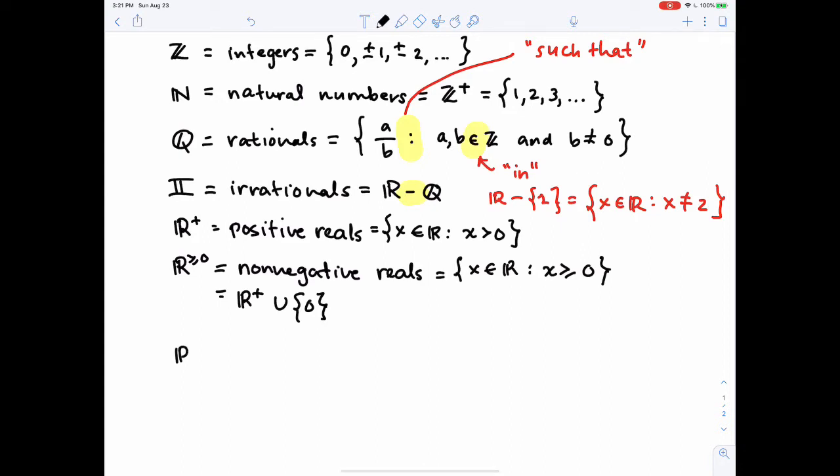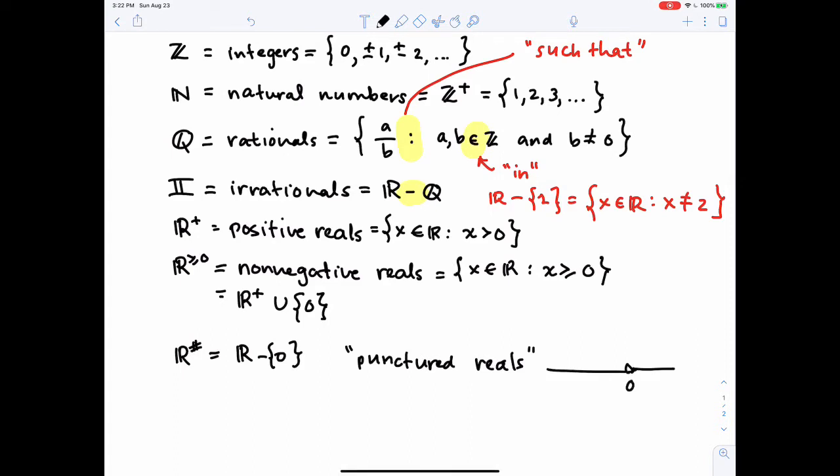Another common symbol you might see is the punctured reals. This is just the set of all reals with 0 removed. You might hear it referred to as punctured reals. The reason why it gets that name is because if you think about the real numbers as a number line, it's like you put a hole in it right here at 0. And that's your puncture mark right here.